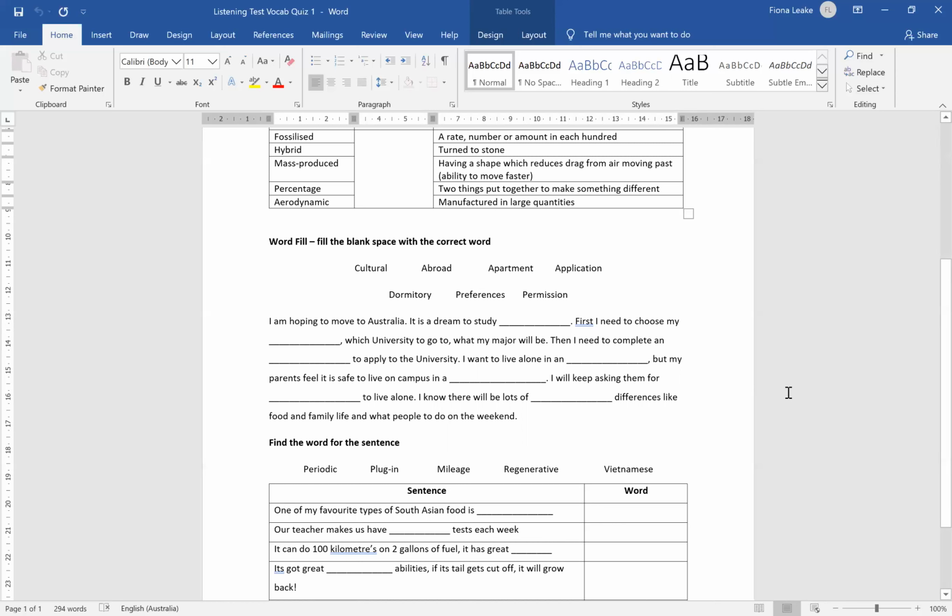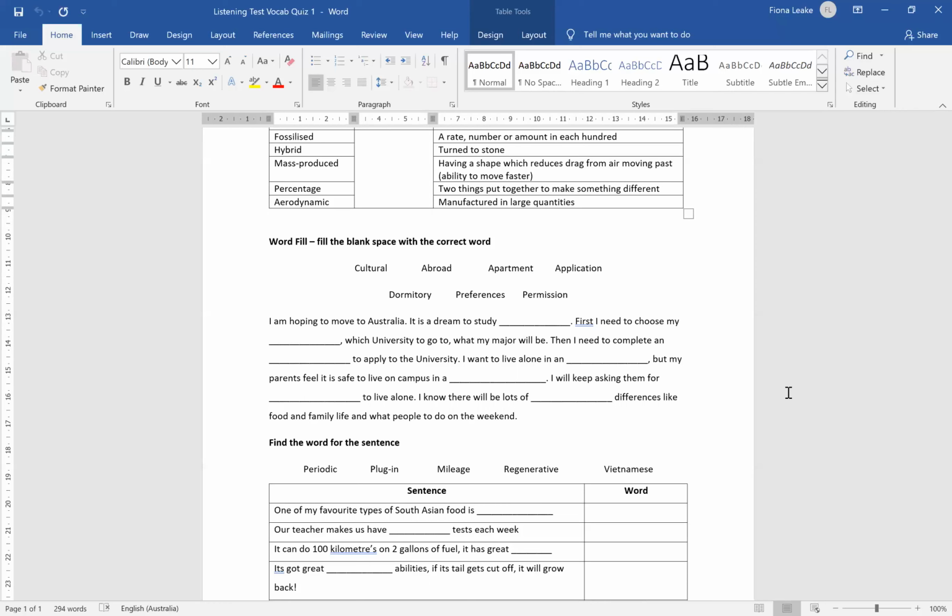First, I need to choose which university to go to, what major will be. Then I need to complete to apply to the university. I want to live alone but my parents feel it is safe to live on campus. I will keep asking them to live alone.